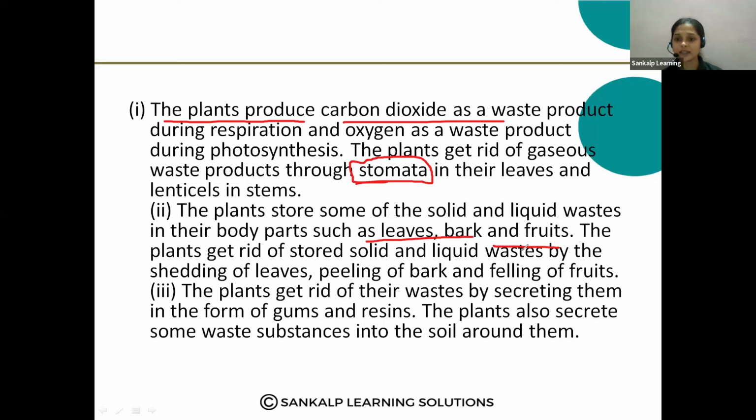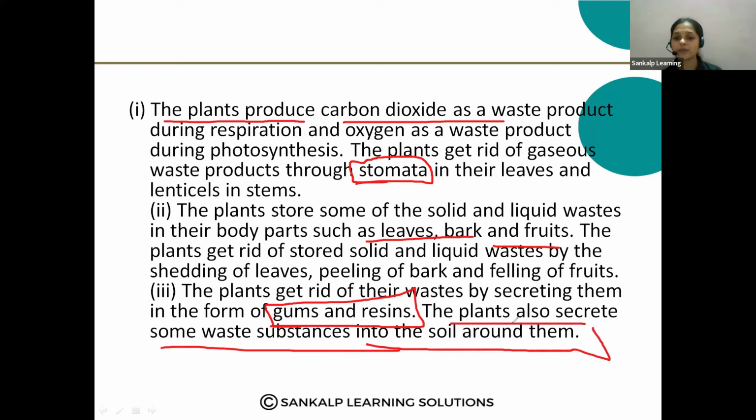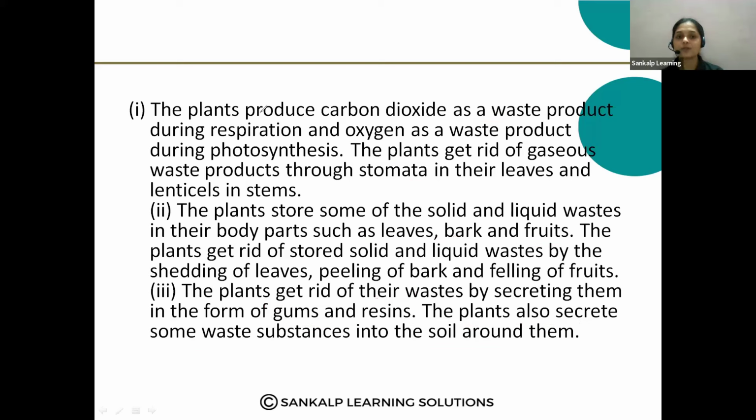such as leaves, barks and fruits. They also help to eliminate the waste. And sometimes gums and resins also help to eliminate the waste. In the form of gums and resins, the waste will be excreted, and plants also secrete some waste substances into the soil around them. So in these different ways, plants eliminate waste. The first type is carbon dioxide, which is released during respiration in plants, right? And oxygen is released during the photosynthesis process.